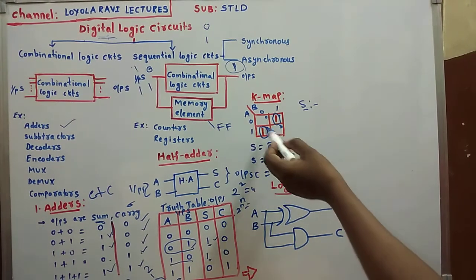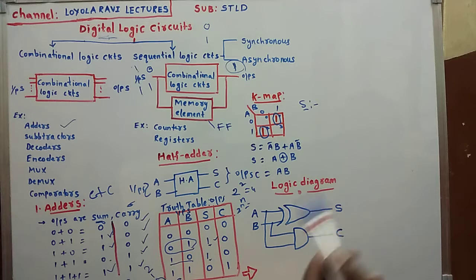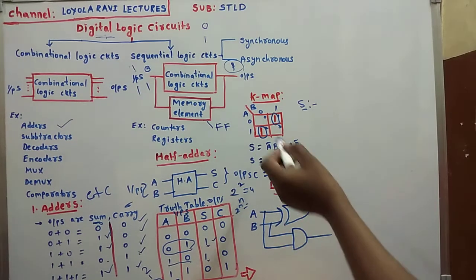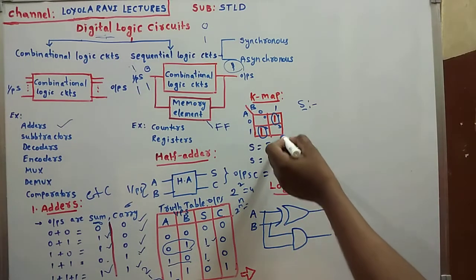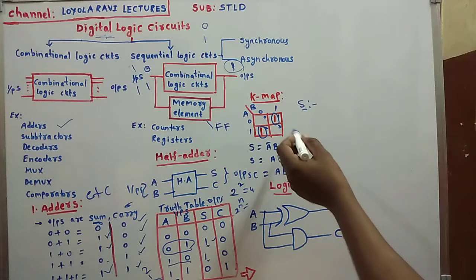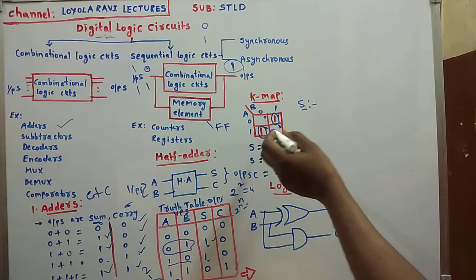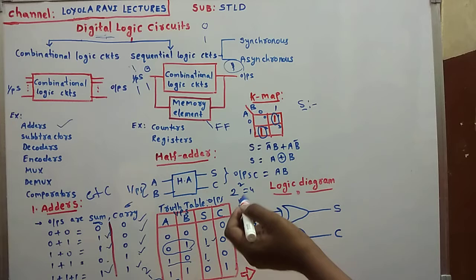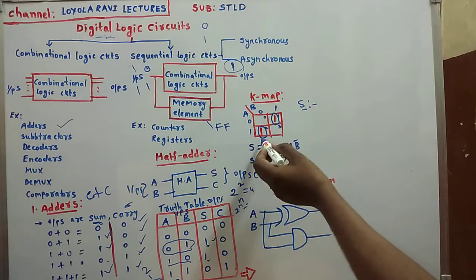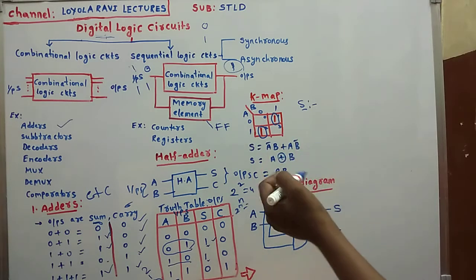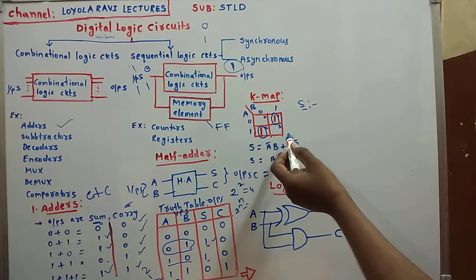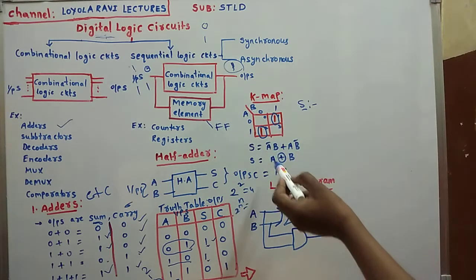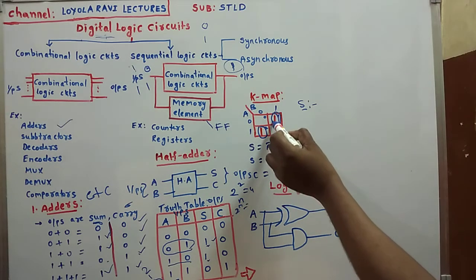Then simplify this. Is there any formation of pairs or quad? No. We have single terms only. If we have pairs, we are going to do from pair. Otherwise quad, you can take quad. But there is no possibility. Why? Because we only have 2 ones, and they are not adjacent. That's why I am taking single terms. So this is one single term.